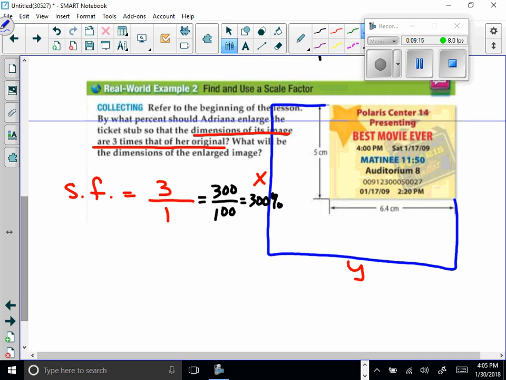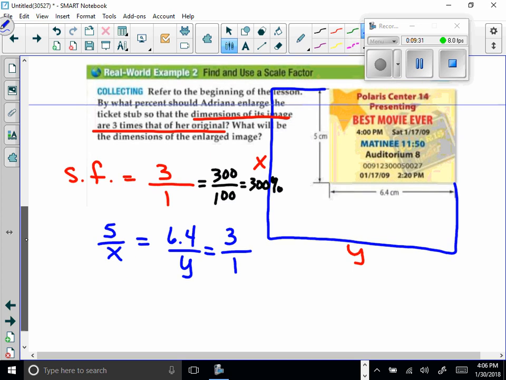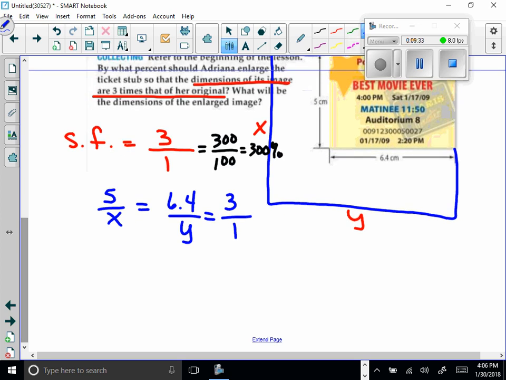So if my ratio would be 5 to x and 6.4 to y, and the scale factor, they should both equal 3 to 1, that gives me really 2 proportions that I could solve. I could solve for x and have 5 over x equals 3 over 1. Oops, sorry. Let's back that one up just a little bit.